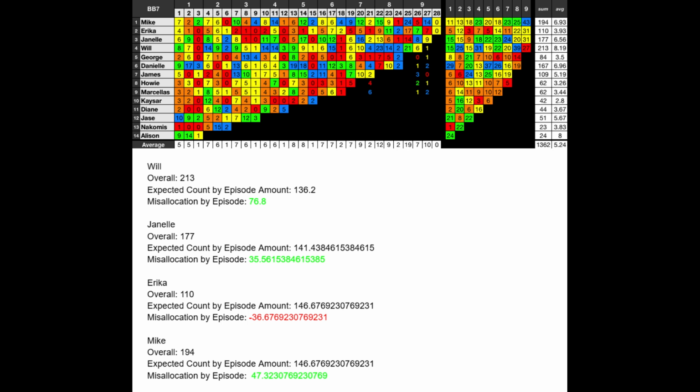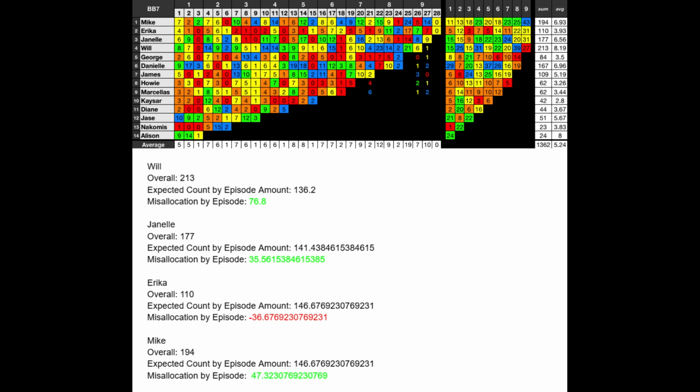So Will has an overall diary room count of 213, with an expected count by episode amount being 136.2, causing for a misallocation of 76.8. This isn't surprising since he is pretty much the star and the main strategist of the season, and he's very charismatic. So this number is fitting, but it's nowhere near the largest, which actually shocked me.